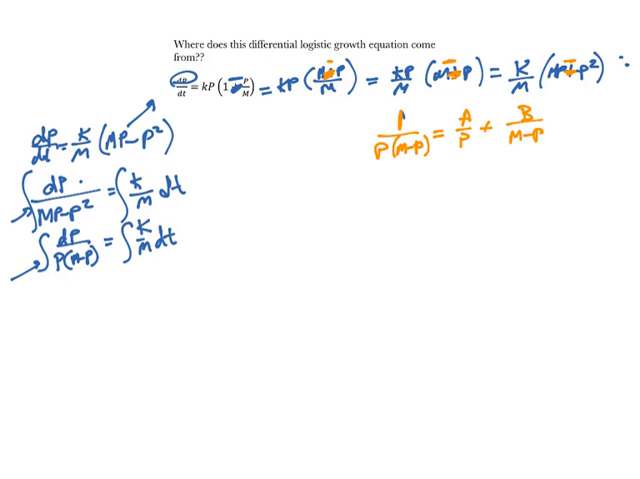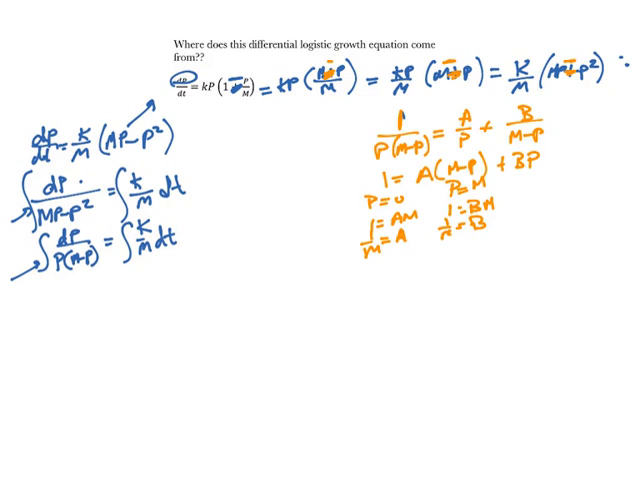Multiplying through by the common denominator, I get 1 equals a times m minus p plus bp. So if I let p equal 0, I'll get rid of the b. And if p is 0, I get 1 equals am. So a would be equal to 1 over m. If I let p equal m, that'll get rid of my a term, so I'll get 1 equals bm. So b would be 1 over m.